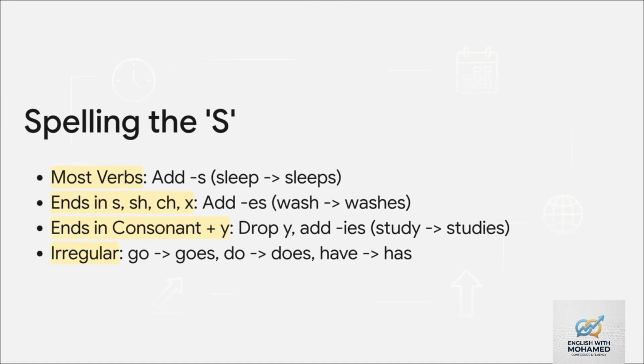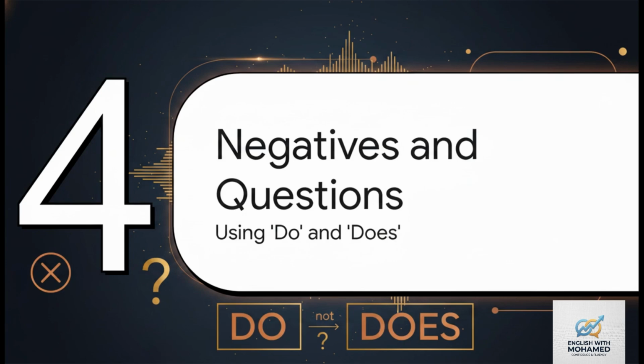Of course, because it's English, the spelling likes to keep us on our toes. It's not always as simple as just adding an S. If a verb ends in a hissing sound, like S or sh, we add es to make it easier to pronounce, like washes. If it ends in a consonant plus y, like study, we change that y to ies. And then you have the total rule breakers, the irregular verbs. Go becomes goes, do becomes does, and have becomes has. So we've nailed positive statements.